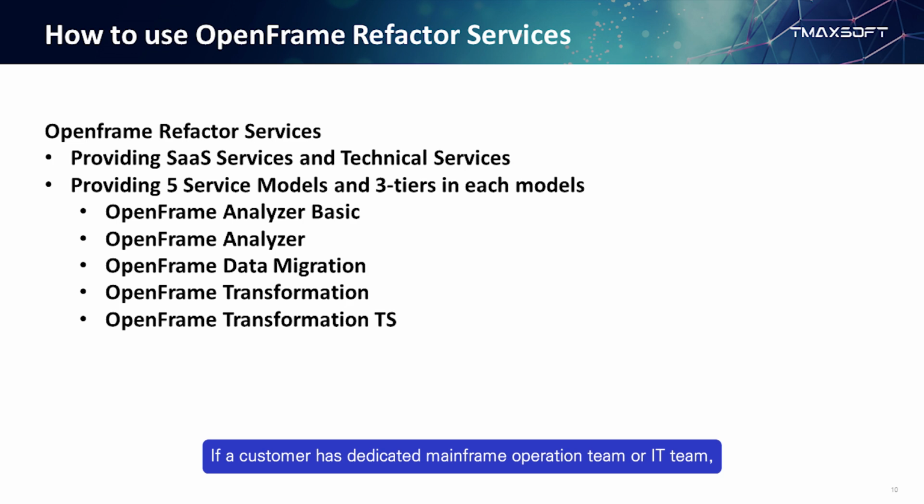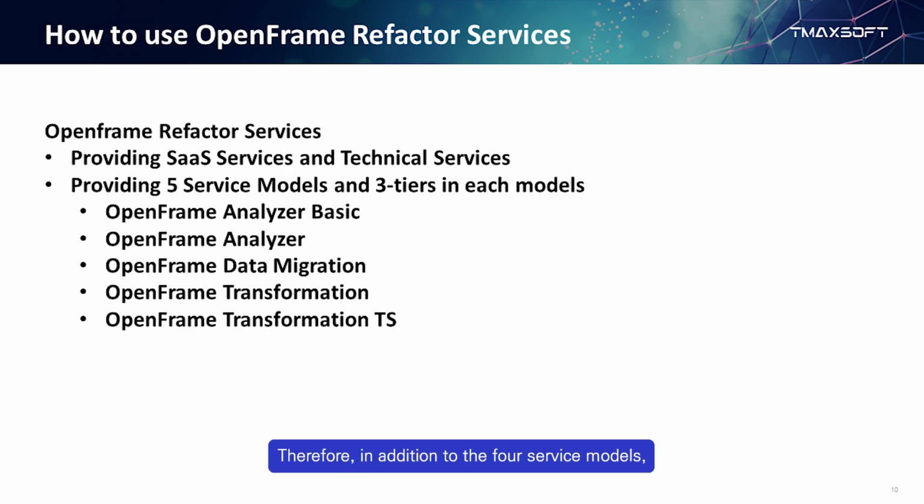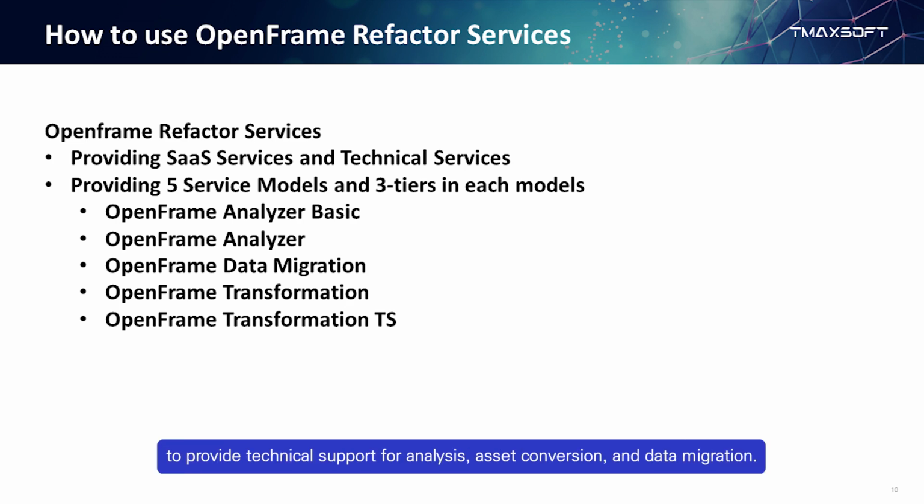If a customer has a dedicated mainframe operation team or IT team, they can perform the analysis and migration using those services. However, if a customer doesn't have such teams, utilizing these services may pose a challenge, no matter how simple the SaaS service is. Therefore, in addition to the 4 service models, we offer the OpenFrame Transformation TS service model to provide technical support for analysis, asset conversion, and data migration.